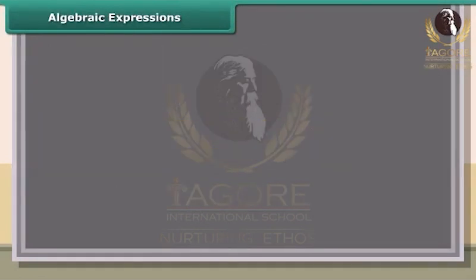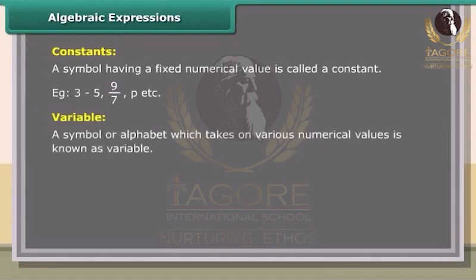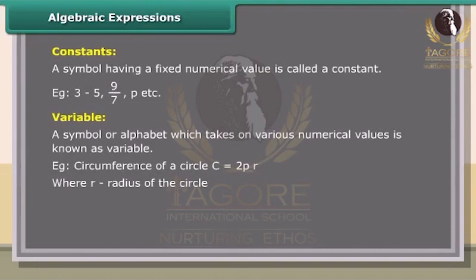Algebraic expressions. Constants. A symbol having a fixed numerical value is called a constant. Example: 3, minus 5, 9 upon 7, pi, etc. Variable. A symbol or alphabet which takes on various numerical values is known as a variable. Example: circumference of a circle C is equal to 2 pi r, where r is the radius of the circle. 2 pi are constants, C and r are variables.